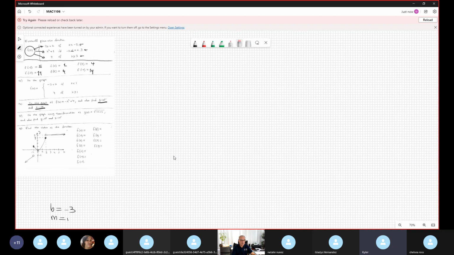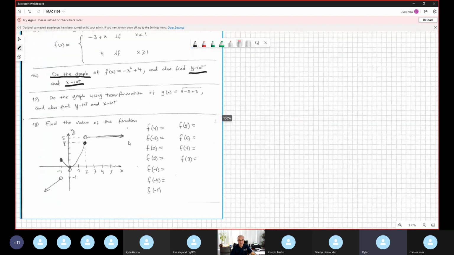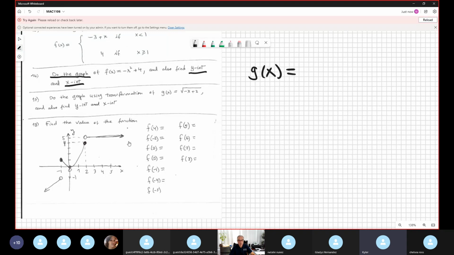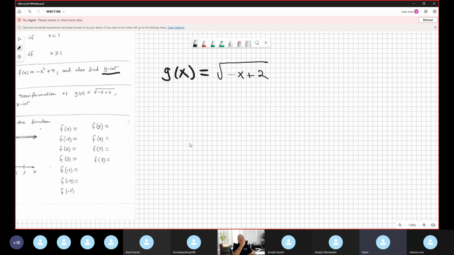Okay, but this is a little bit different. g is the name of the function, equal square root of minus x plus 2. Wow, what the hell? I suppose that we have transformations. Using my intuition, I suppose that we have a reflection here, but this reflection is different. It's a reflection about the y-axis. How do you know?